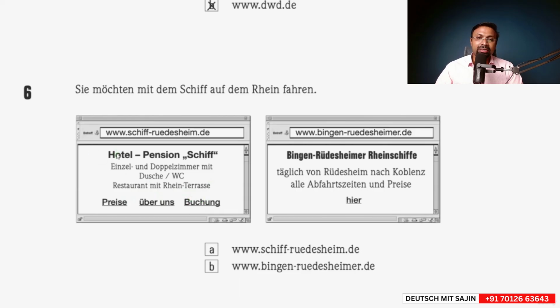So here it is written pension called Schiff. Okay, it is a hotel. So it is not about the ship. And it is just called this way. The hotel name is Schiff.